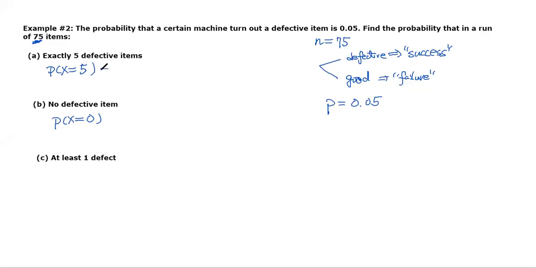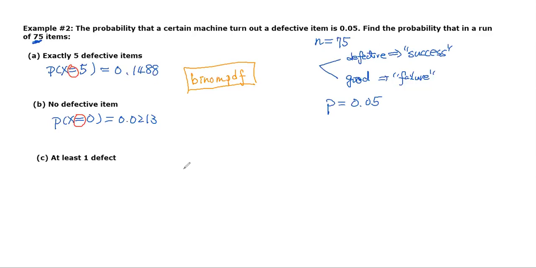Remember what we did here? We got 0.1488, and for no defective, I think we got 0.0213, if I remember correctly. Do you remember what function we used? We used the binomial PDF. Because we are looking for the equal sign, we use the PDF. Now we said at least.